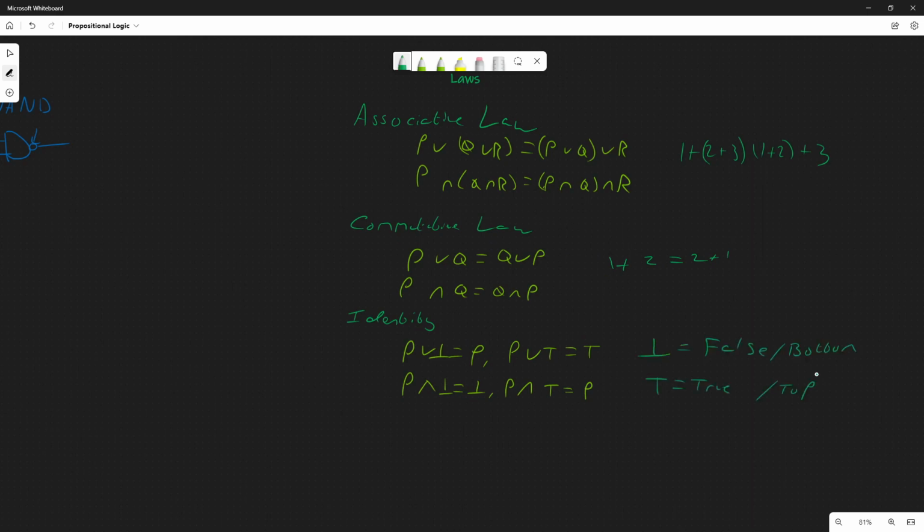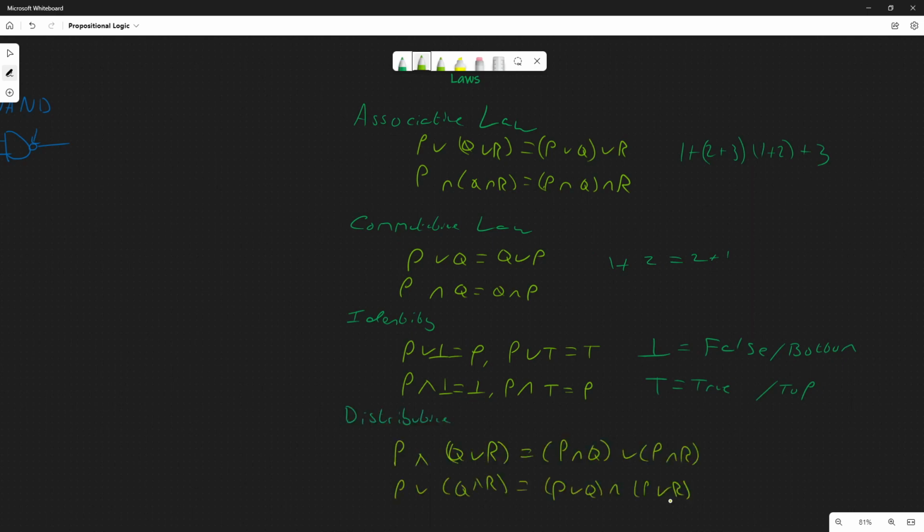Whereas the T is true or top. So we have top and bottom, which is true or false. If you have P or the bottom, false, then that is P, because P or 0 is wherever P is. If you have P or true, then you always have true, because the true always flips the or into the true case. If you have P and the bottom, then it can never be true, because one of them is 0 already. And if you have P and top, that's wherever P is, because P determines the outcome. In set theory, that equates to the null set and the universal set.